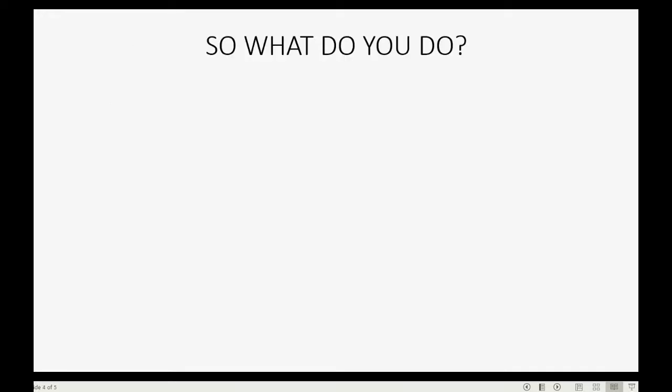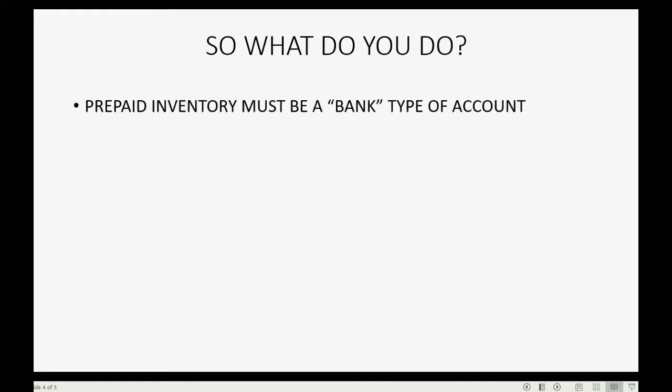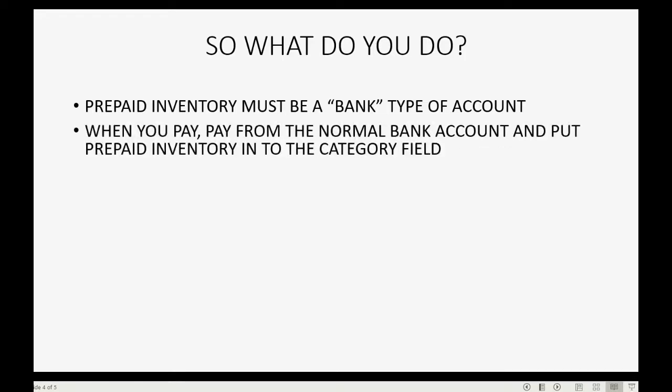So what do you do? Well, this method is called the Mark Smolin method because I'm Mark Smolin and I invented this method, and it has worked perfectly for my clients that use inventory starting from the late 90s. Prepaid inventory, when you put it on the list, must be a bank type of account. And when you pay from the normal bank account, put prepaid inventory in the category field.